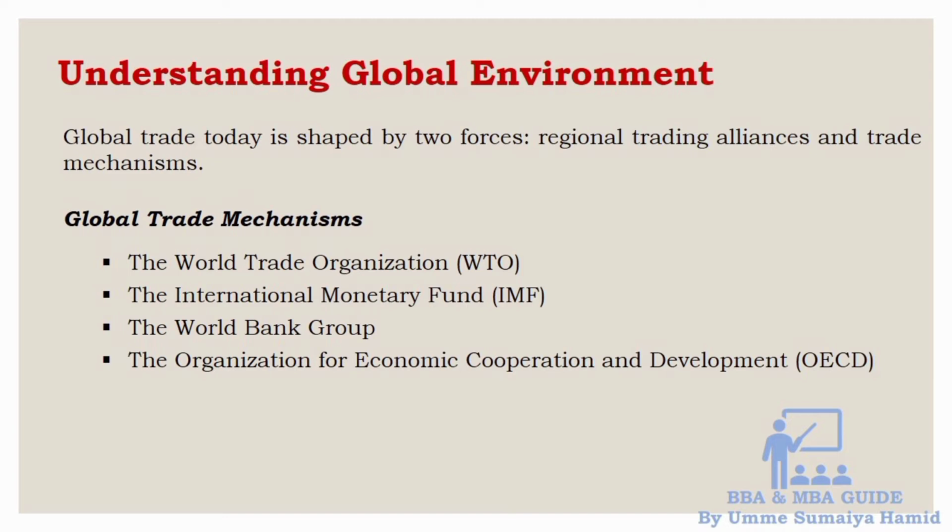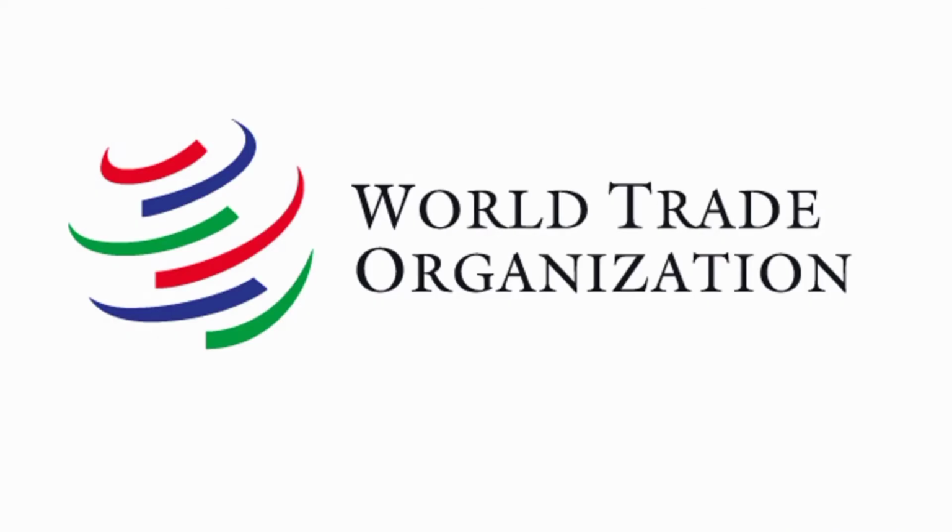We're going to look at 4 important global trade mechanisms: the World Trade Organization, the International Monetary Fund, the World Bank Group, and the Organization for Economic Cooperation and Development. World Trade Organization. The World Trade Organization, WTO, is a global organization of 153 countries that deals with the rules of trade among nations. Formed in 1995, the WTO evolved from the General Agreement on Tariffs and Trade, GATT, a trade agreement in effect since the end of World War II.